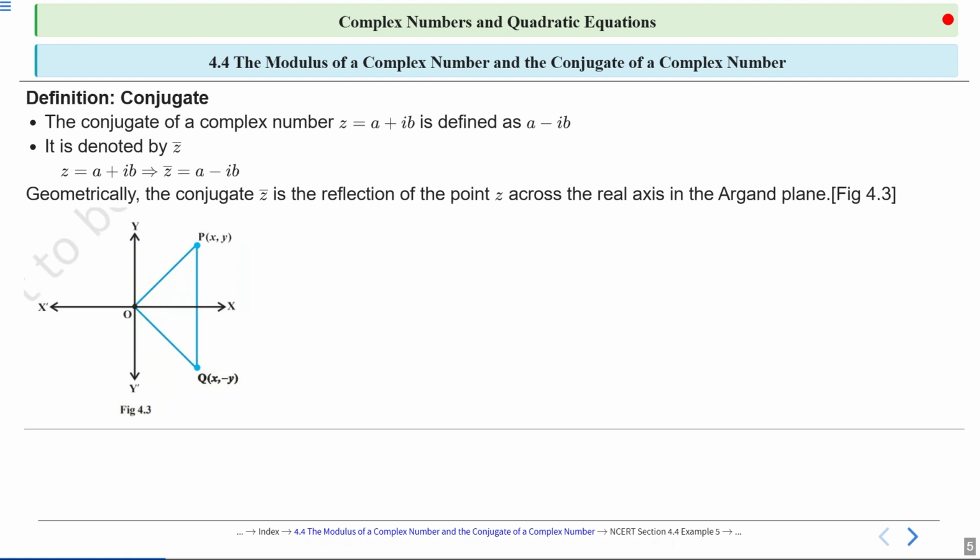Here is a diagram that shows this reflection. So notice how the original point z and its conjugate z bar are mirror images across the real axis. So this visual representation reinforces the idea that the conjugate simply flips the sign of the imaginary part, moving the point to the other side of the real axis.